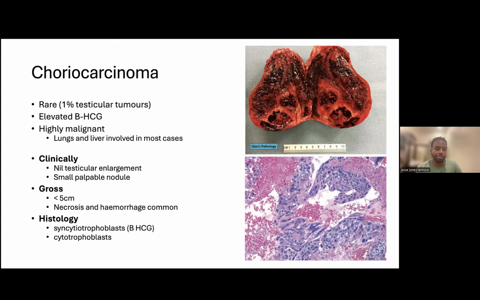Grossly, it's less than 5 centimeters. You do have necrosis and hemorrhage present, as you can see in the top image. And on histology, you have your syncytiotrophoblast, which has these more regular cells with single nuclei and stains significantly for beta HCG, and then you have your cytotrophoblasts, which may have multiple nuclei and stretched out elongated cells.